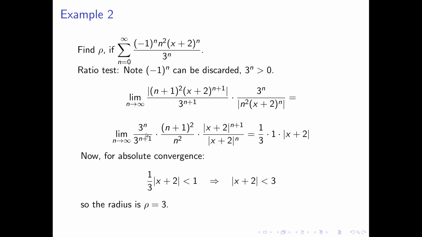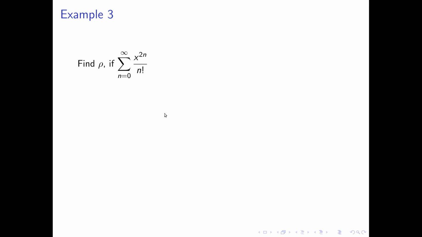Good, and then group the terms to make it easier to simplify. And then when you take your limit, most of the limits we're going to be doing are pretty straightforward. So it's usually some kind of polynomial divided by a polynomial. All right, let's try another one. Find the radius of convergence if we have this sum.